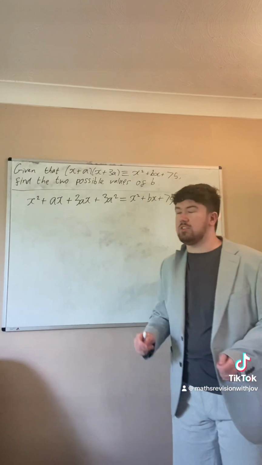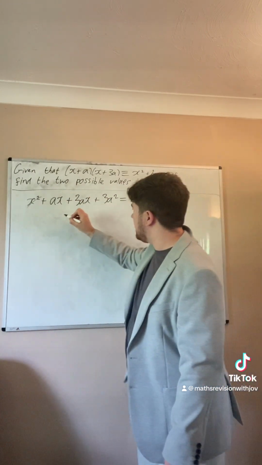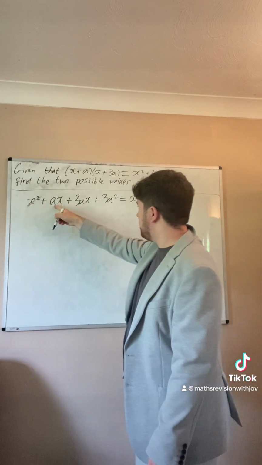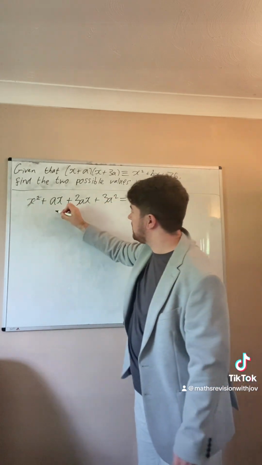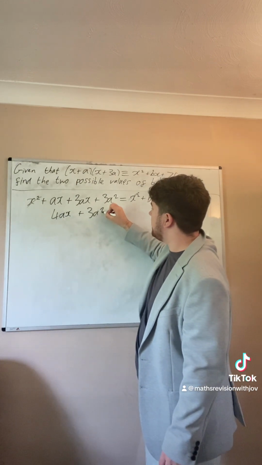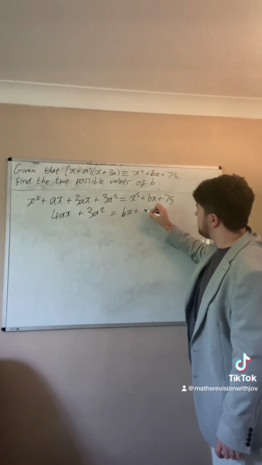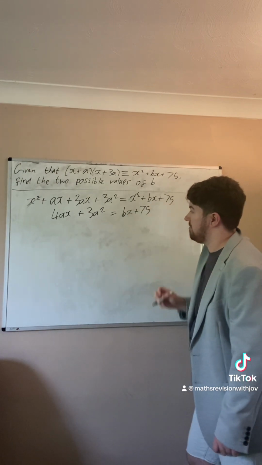We can get rid of the x squared because there's one on each side. That leaves us with ax plus 3ax, which is 4ax, and then we've got 3a squared as well. And that's equal to bx plus 75.